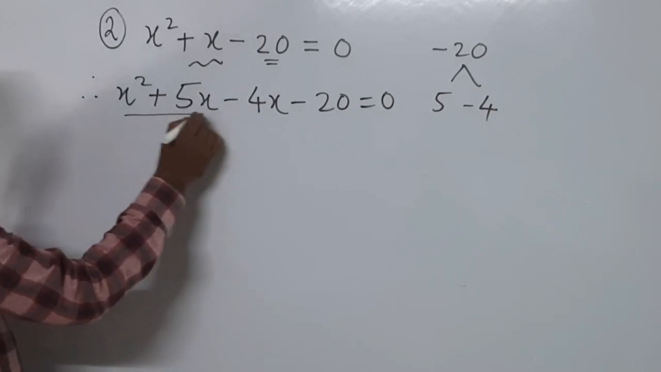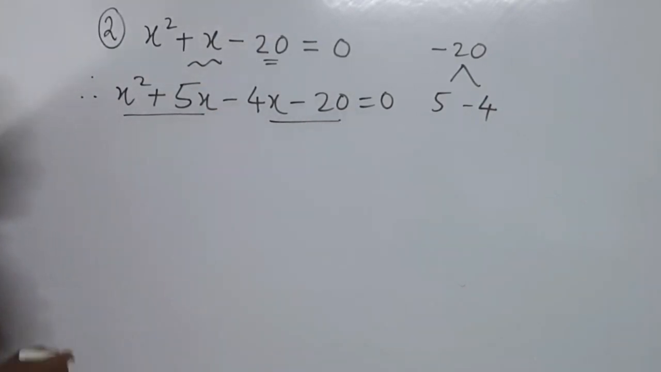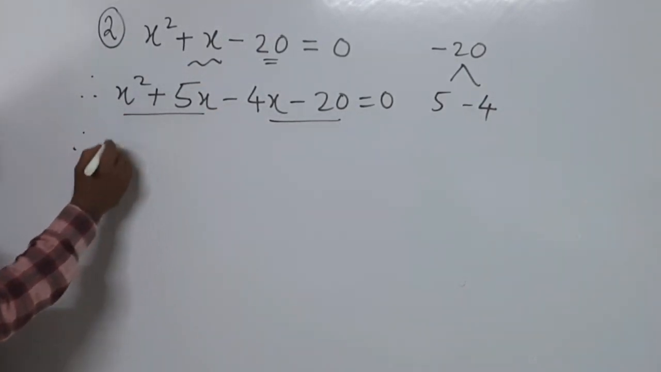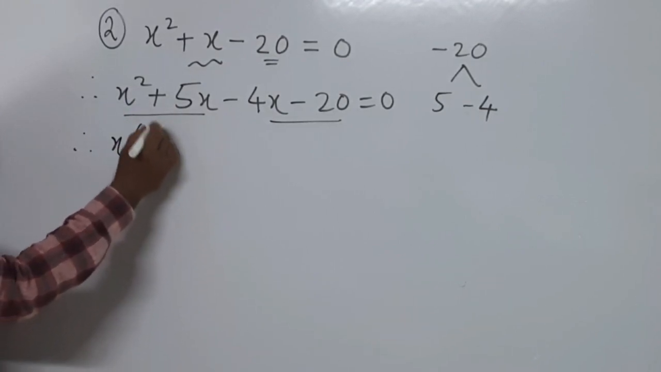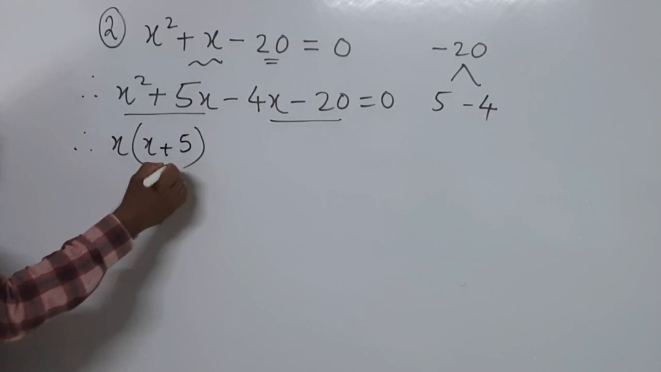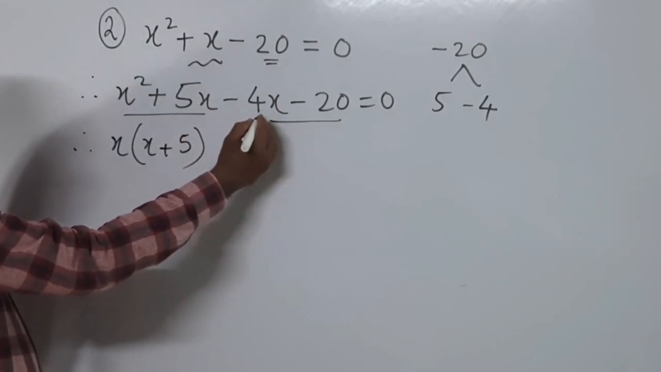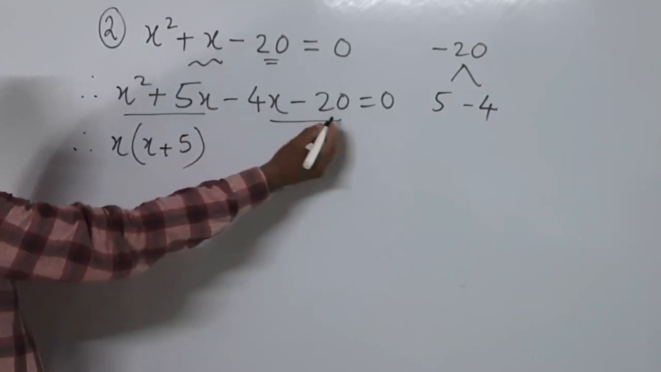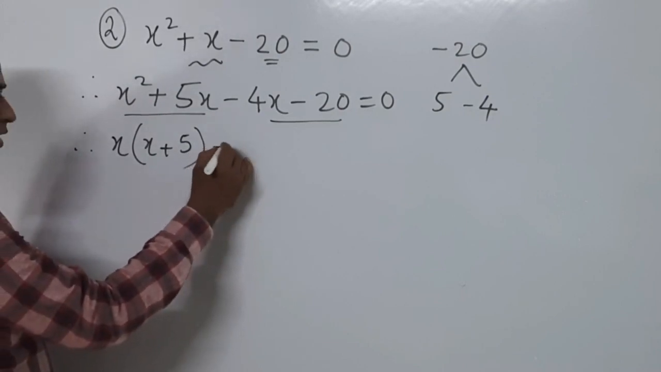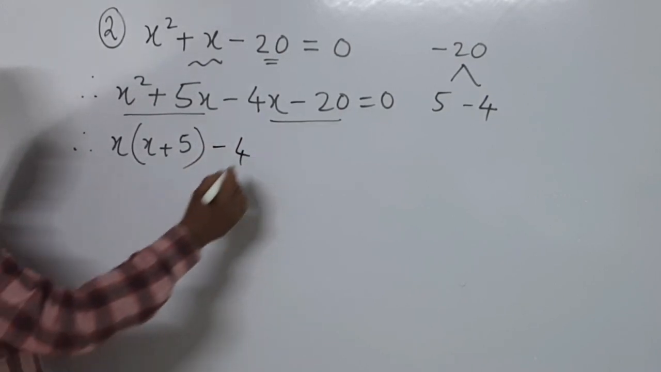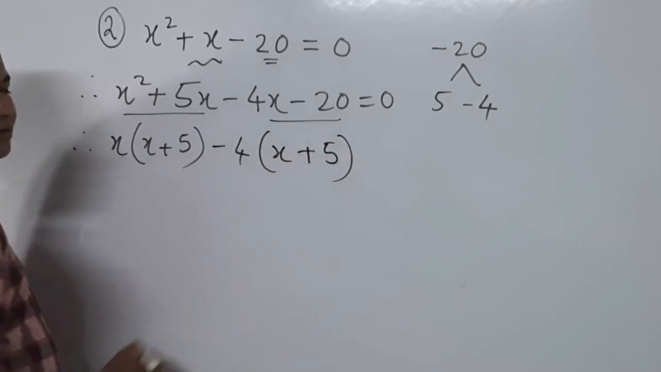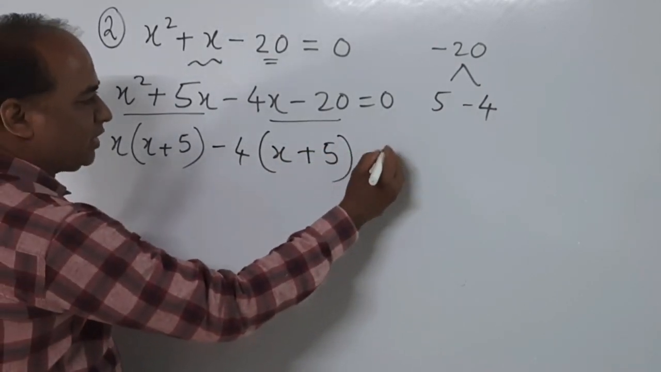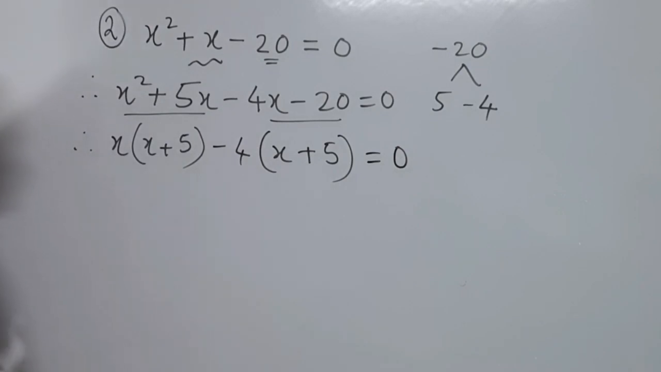Now make the group of two terms and take the common term. From the first two terms, the common term is x, in the bracket x plus 5. Now from the second terms, 4 is common: 4 times 1 is 4 and 4 times 5 is 20. So minus 4 is the common term, and in the bracket x plus 5 remains, is equal to 0.